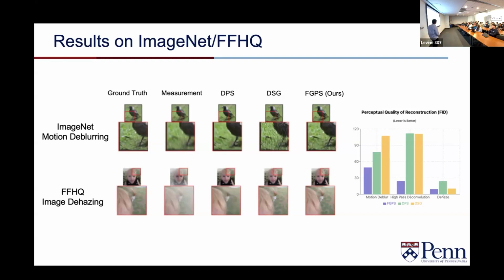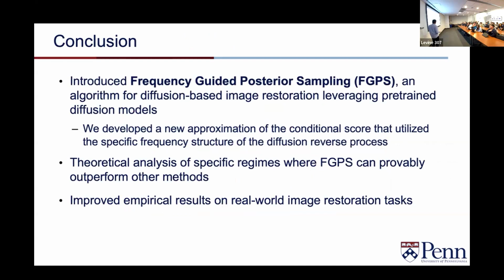And then on the right-hand side, you also see that you can plot perceptual quality as measured by some perceptual metrics, and our method is able to significantly improve upon a lot of the baselines through this very simple trick. So just to conclude, today what I introduced was a method for doing posterior sampling for image restoration that doesn't involve retraining any diffusion models, and it's able to take off-the-shelf pre-trained diffusion models to restore images in the wild.